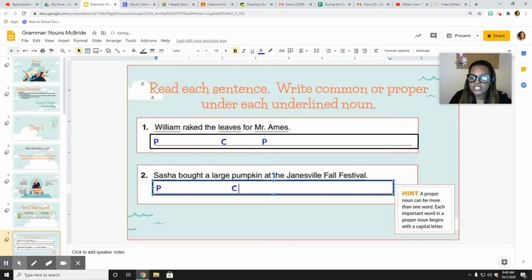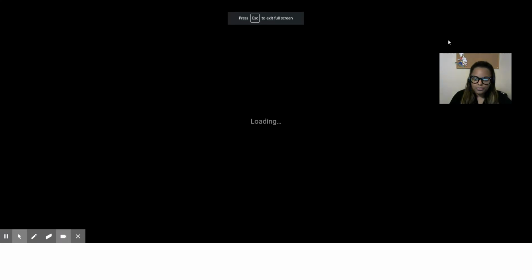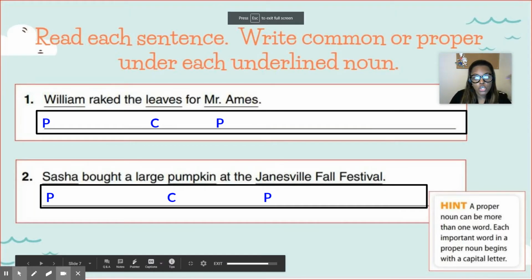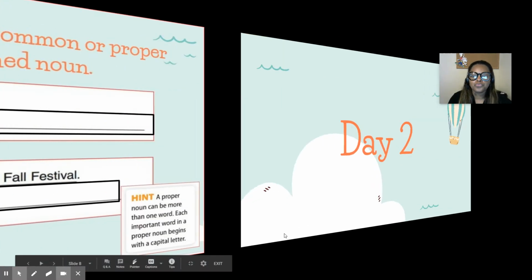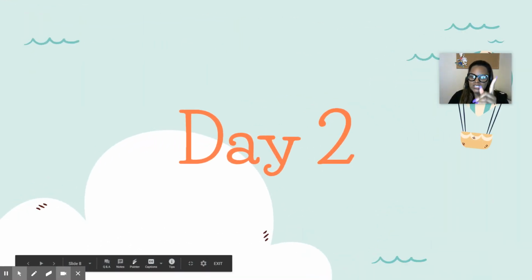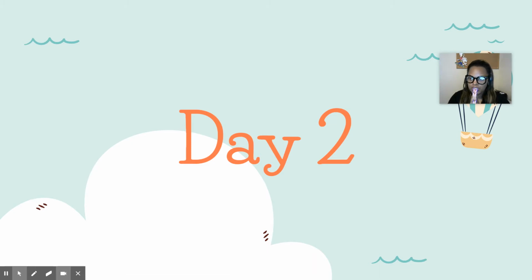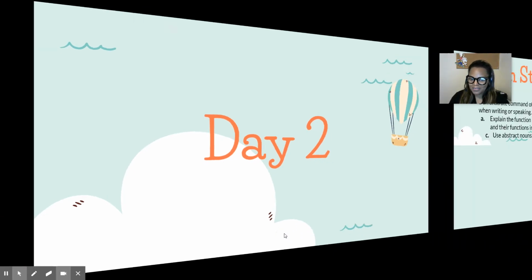Now we have Janesville Fall Festival. We have 3 capitals. And our hint says a proper noun can be more than one. So I'm going to go with proper noun, yes, bingo. So we're going to stick a P under there. Very, very good. So let's keep moving forward. If you need to go back and watch it again, okay? Practice makes perfect. So now, let's discuss day 2. And you can pause here or you can keep moving forward to get ahead of the game.